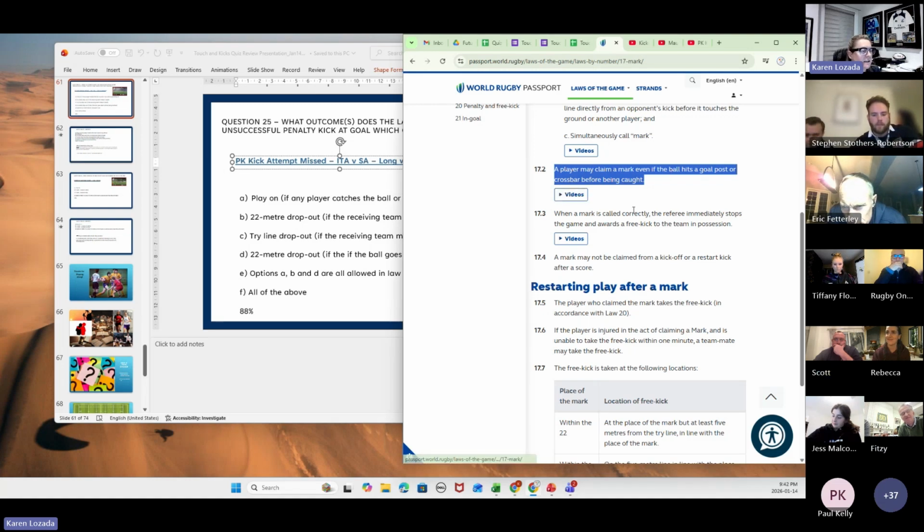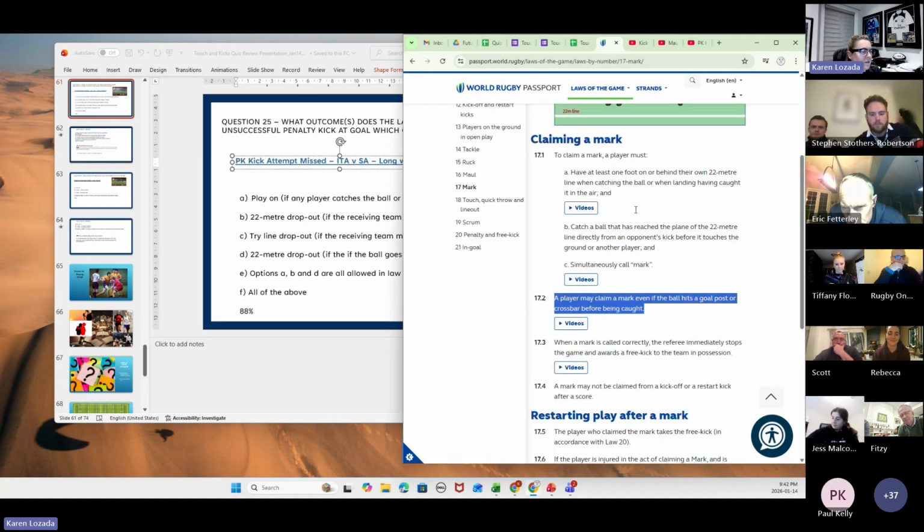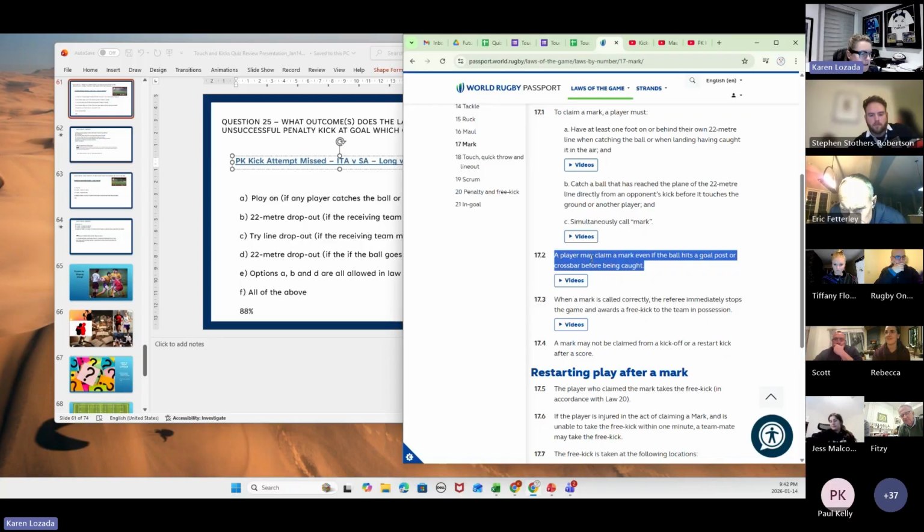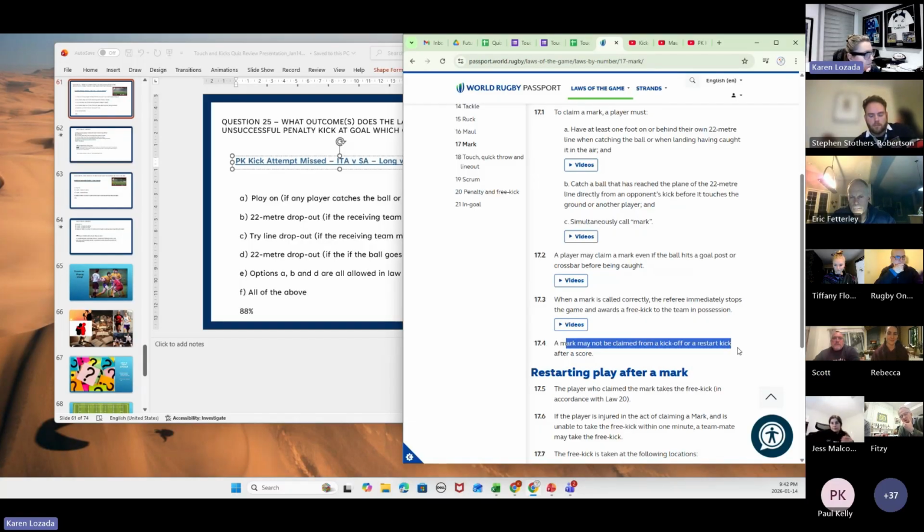Does it say? It doesn't. Does it say anything here? So just when it says this, Fitzy, the way you were describing things before is if it doesn't say it, then it's okay. So here it's saying the only times it can't be claimed is off a kickoff or a restart. It doesn't say the word only, but the fact that it's saying it can't be claimed from a kickoff or restart means it is the only.